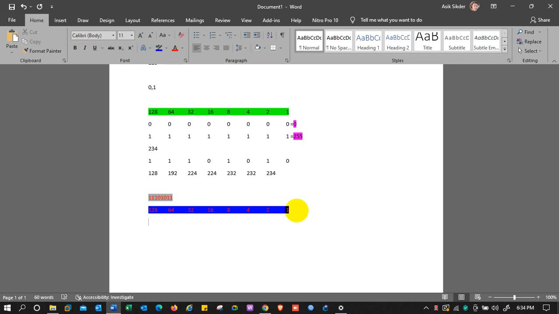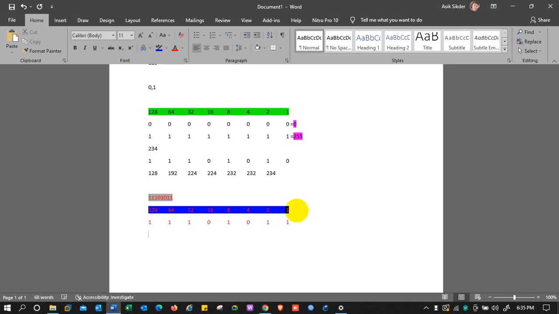So how will we count this one as decimal? Okay, so 1 means 128. Let's put the number by maintaining the sequence: 1 1 1 0, then 1, then 0, then 1, then 1. Okay, now it is our turn to get the exact number.